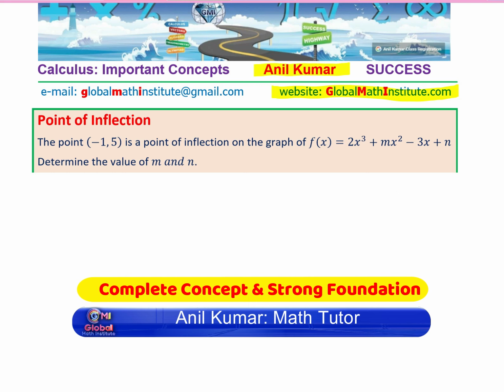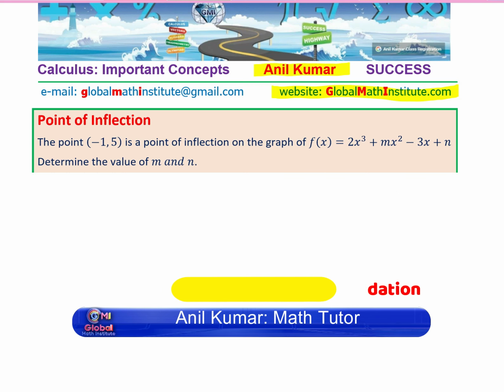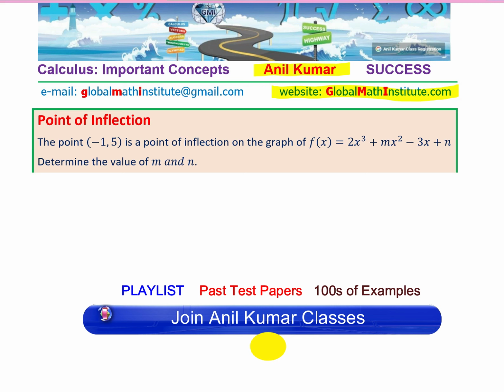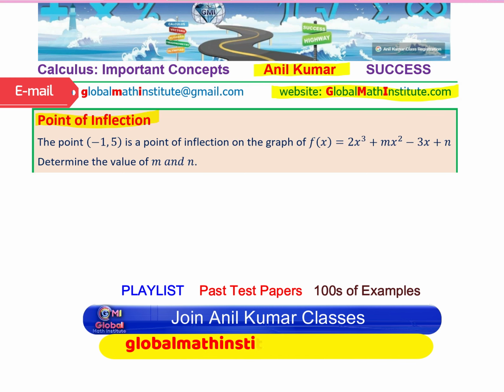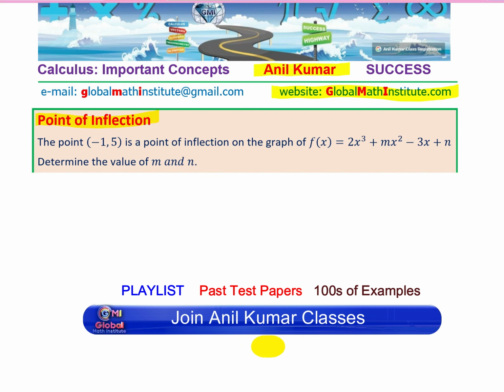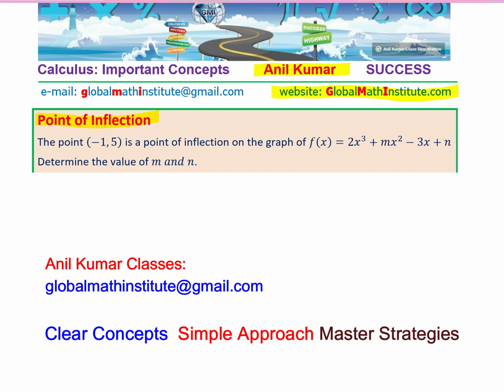In this video, we are going to share with you a test question based on point of inflection. The question here is, the point -1, 5 is a point of inflection on the graph of f of x equals 2x cubed plus mx squared minus 3x plus n. Determine the value of m and n. You may pause the video, answer the question, and then look into my suggestions.